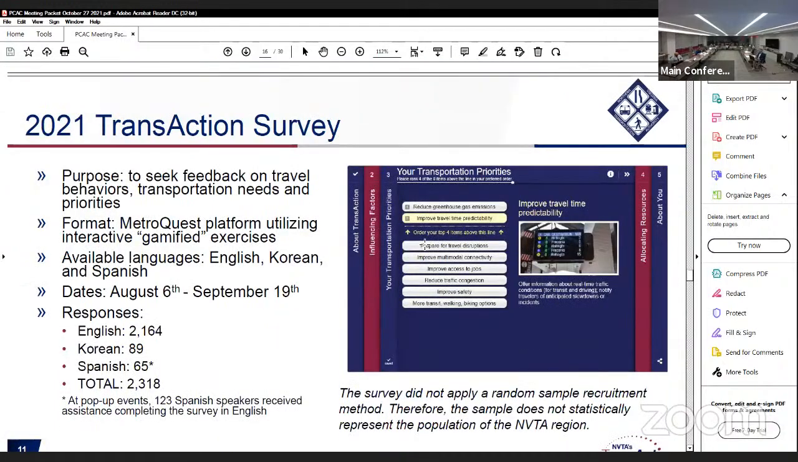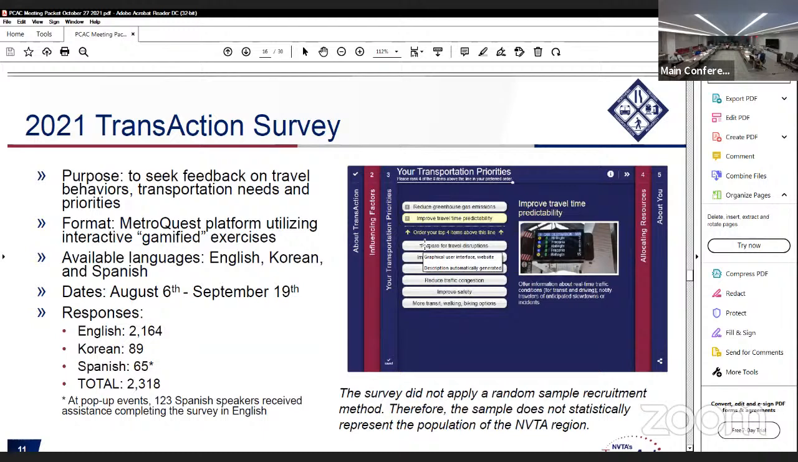It covered travel behavior, transportation needs, and priorities. The format was an online survey using a platform called MetroQuest, which allows for a typical survey, but then also adding some gamification, as we call games, to have people set their priorities. The survey was available in English, Korean, and Spanish, conducted August 6th to September 19th. We got over 2,300 responses, predominantly English, but we did get Korean and Spanish respondents.